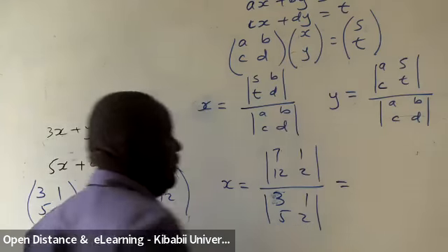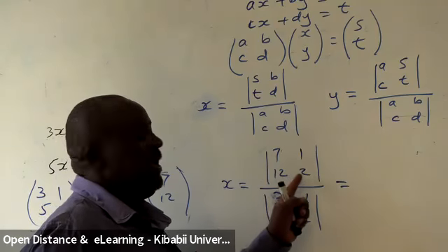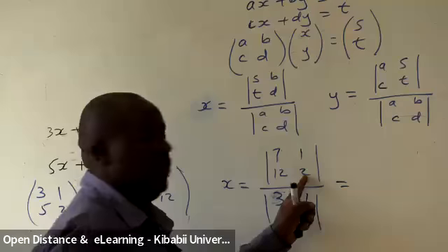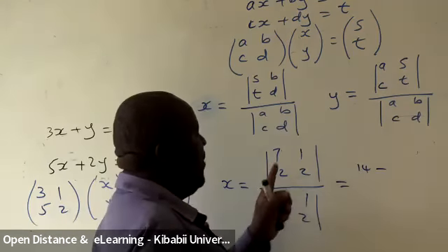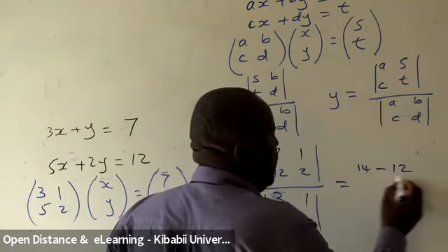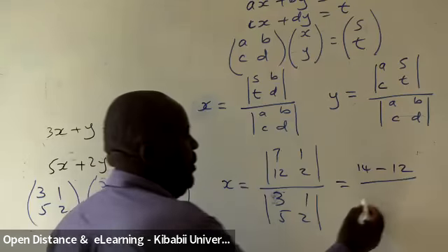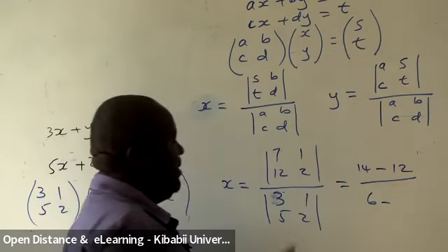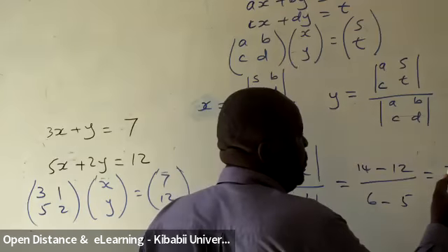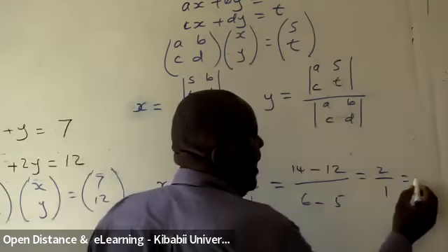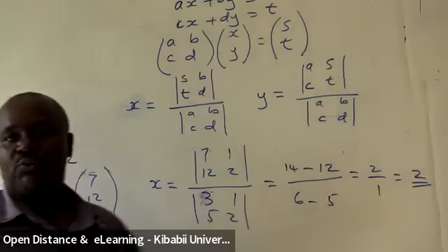This will be equal to, let us find this 2 by 2 determinant. 7 by 2 gives us 14 minus 1 by 12, that gives us 12. Divided by 3 by 2 is 6 minus 5 by 1, that's 5. And this gives us 2 all over 1, and that gives you 2 as the answer. So x is 2.